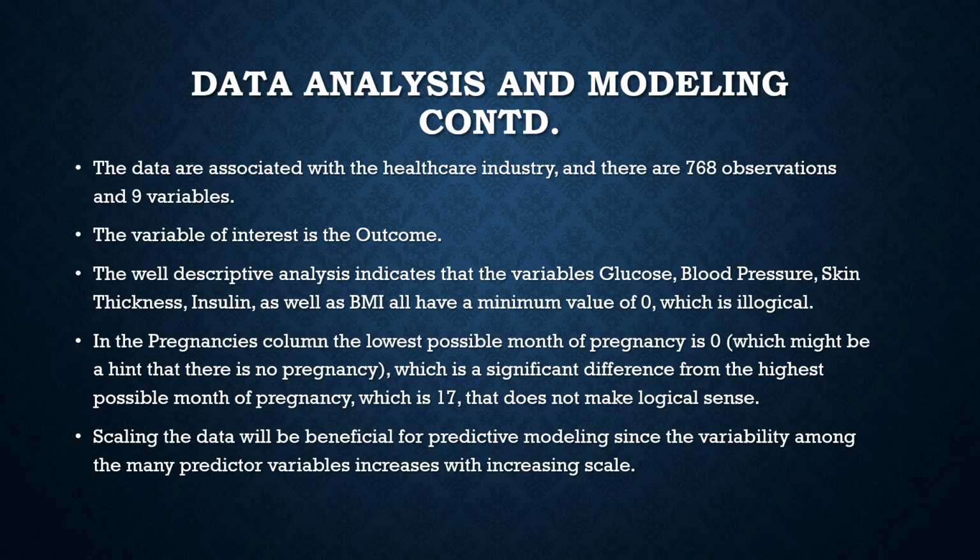In the pregnancy column, the lowest possible value is 0, while there is a significant difference from the highest value, which is 17. That does not make any logical sense. Scaling the data will be beneficial for predictive modeling since the variability among the many predictor variables increases with the increasing scale.